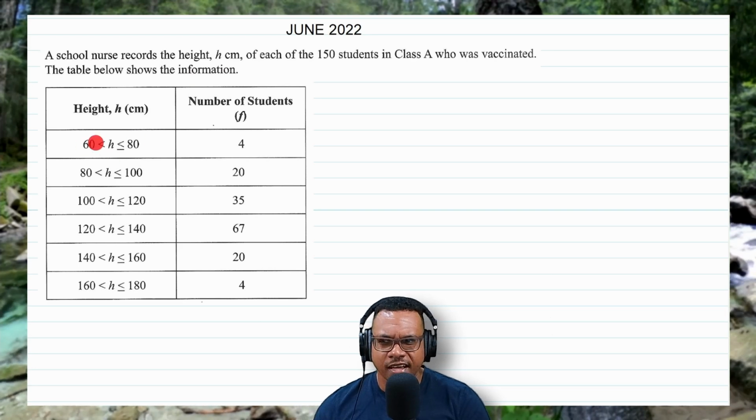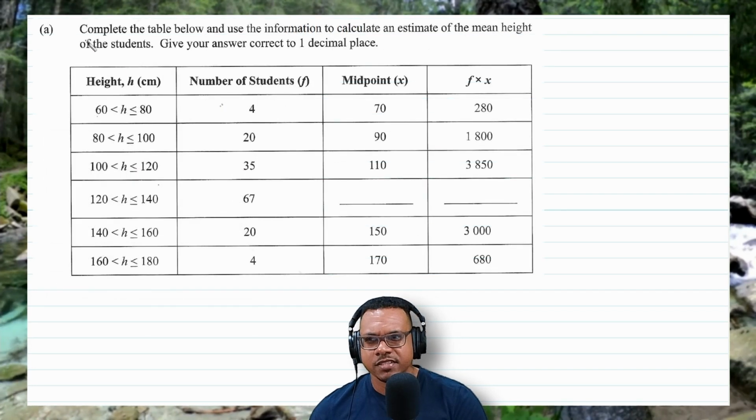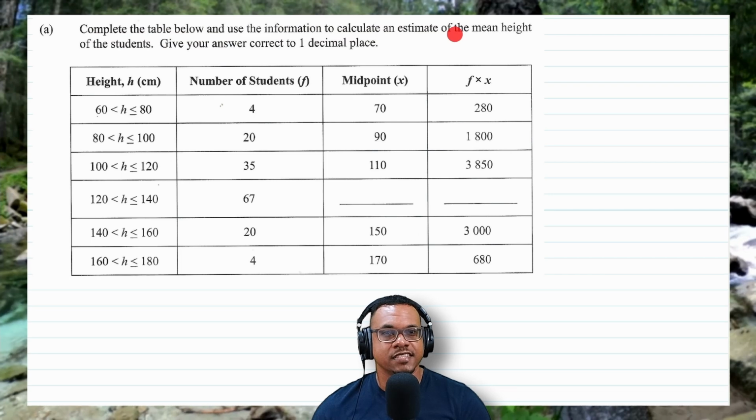So this here would be a class interval, 60 to 80, 80 to 100, 100 to 120. This here would be a frequency. So the class interval 60 to 80 would have 4 students. The class interval 80 to 100 would have 20 students, and so on. Now, part A of this question, we want to complete the table below and use the information to calculate an estimate of the mean height of the students, and we want to give the answer to 1 decimal place.